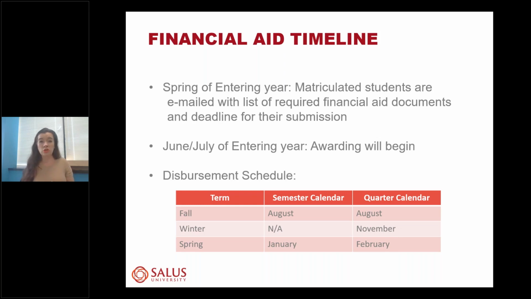So next year, many of you are just going to be here in fall and spring. So you would get one disbursement in August and one disbursement in January. If you are a scholar student, so you'll be on the quarter calendar right away, you would get a disbursement in July, actually, and then you would get another disbursement in fall, another disbursement in winter, and another disbursement in spring, and that would be August, November, February.